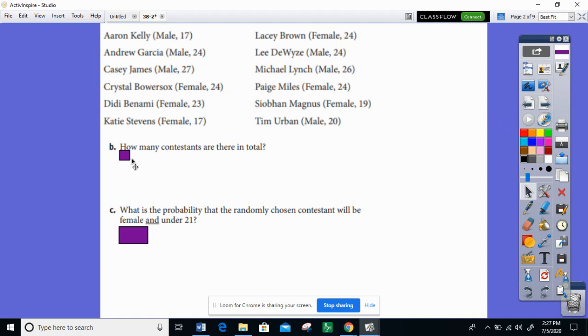How many contestants are there in total? Well, this is the same set of 12 contestants from the last activity. So what is the probability that the randomly chosen contestant will be female and under 21? Out of 12 contestants in the sample space, 2 are female who are also under 21, Shaban and Katie. So that gives us a probability of 1/6.